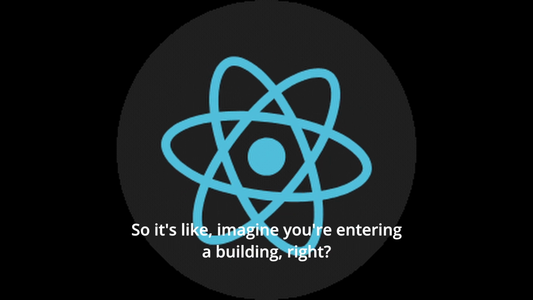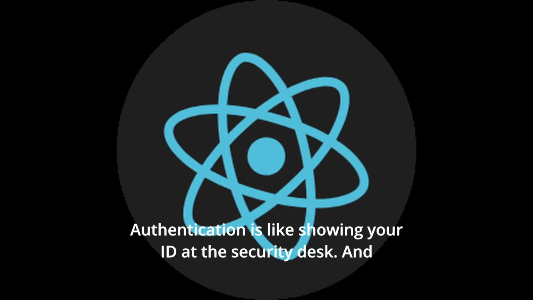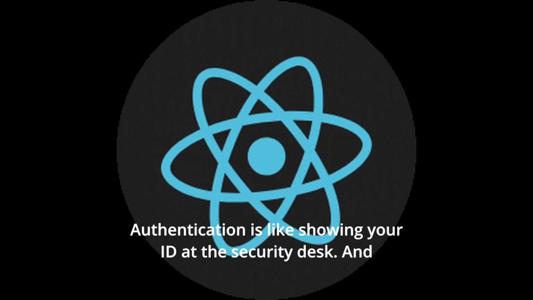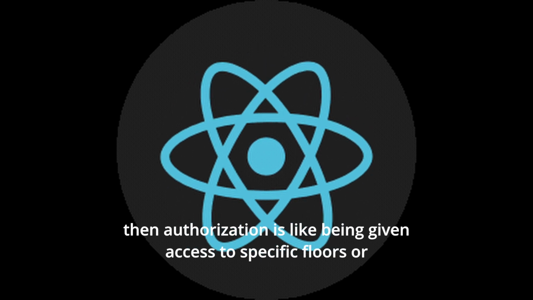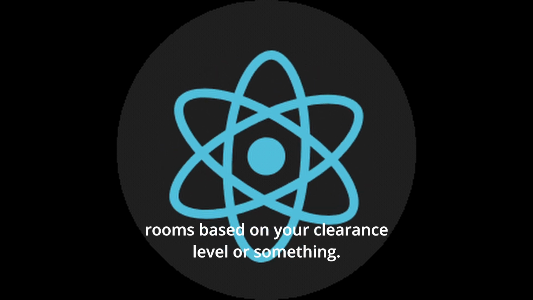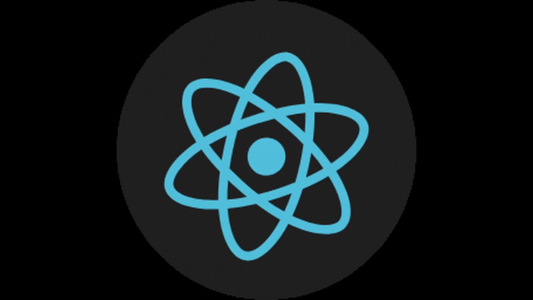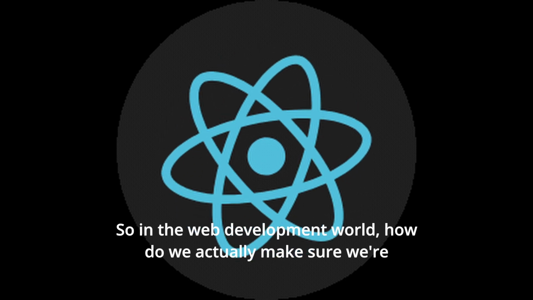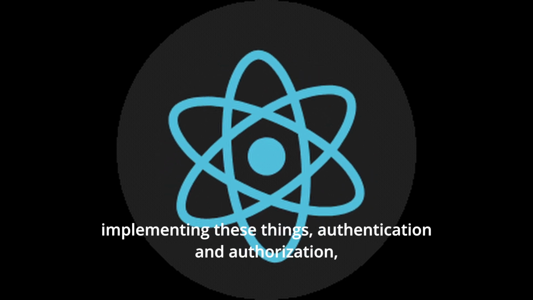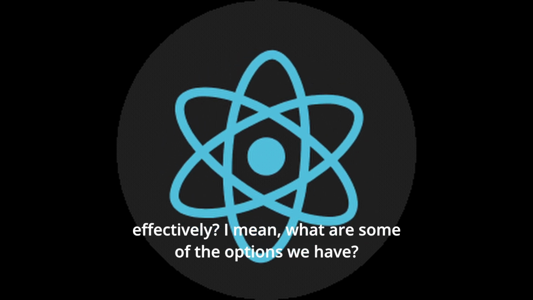So it's like, imagine you're entering a building, right? Authentication is like showing your ID at the security desk. And then authorization is like being given access to specific floors or rooms based on your clearance level or something. I like that analogy. That's a good one. So in the web development world, how do we actually make sure we're implementing these things, authentication and authorization, effectively? I mean, what are some of the options we have?